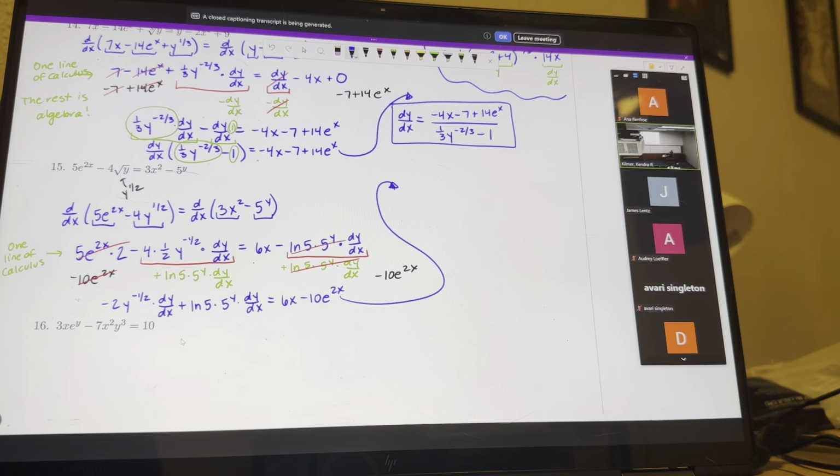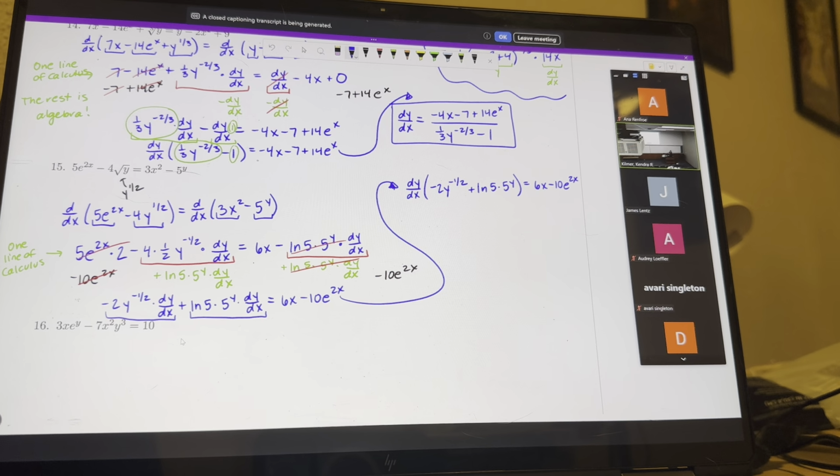Okay. And so then both of my terms on my left-hand side now have a dy/dx in them. So I'm going to factor the dy/dx out in front. If I factor a dy/dx out of this first term, I'm left with a negative 2y to the negative 1/2. If I factor a dy/dx out of my second term, I'm left with plus natural log of 5 times 5 to the y. The right-hand side is 6x minus 10e to the 2x.